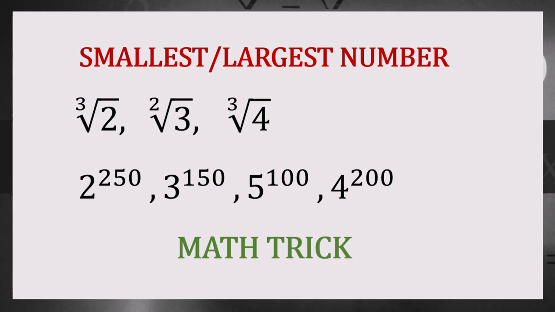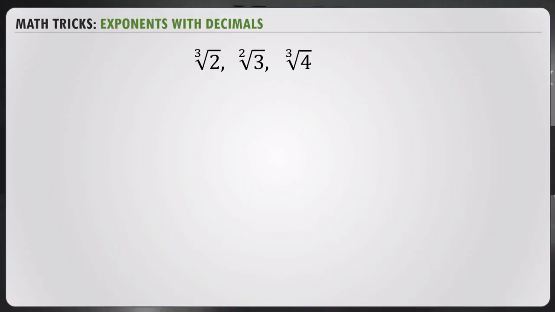Today we are working out how to find the smallest and largest numbers in complicated sequences like this, where you have exponents and roots. So let's get straight into it with the first one. We have the cube root of 2, the square root of 3, and the cube root of 4. Solving this directly will be almost impossible, so let's make it as easy as possible.